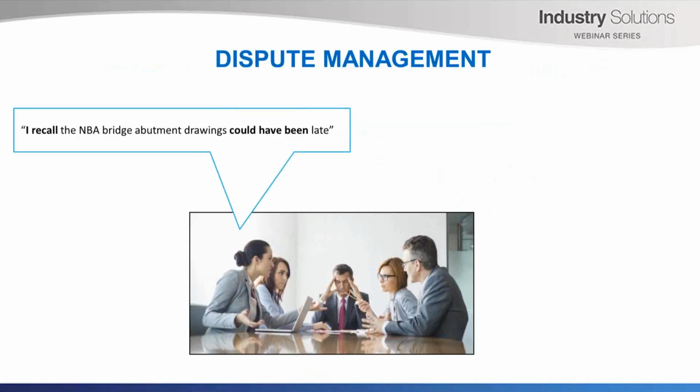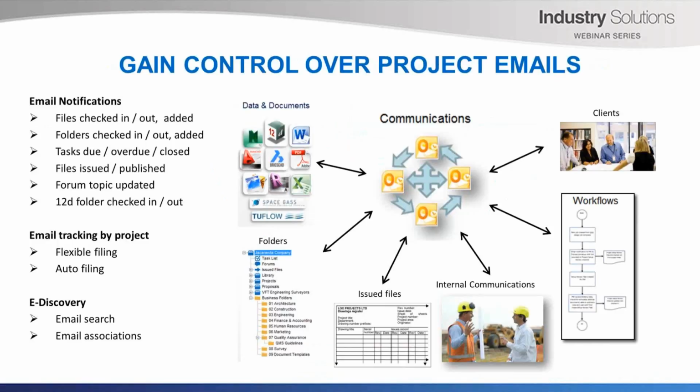For the last item, a team member thinks that the NBA bridge abutment drawings may have been late, but she's not sure. At Jacaranda, drawings are normally received via email. So let's take a look at 12D Synergy email management. In 12D Synergy, email management has three main components. Notifications, which can be sent for many reasons, including when files are checked out, tasks are due, or files are issued. Email tracking, to ensure the filing of project-related emails. And e-discovery, to find email trails and associated data, documents, or files.